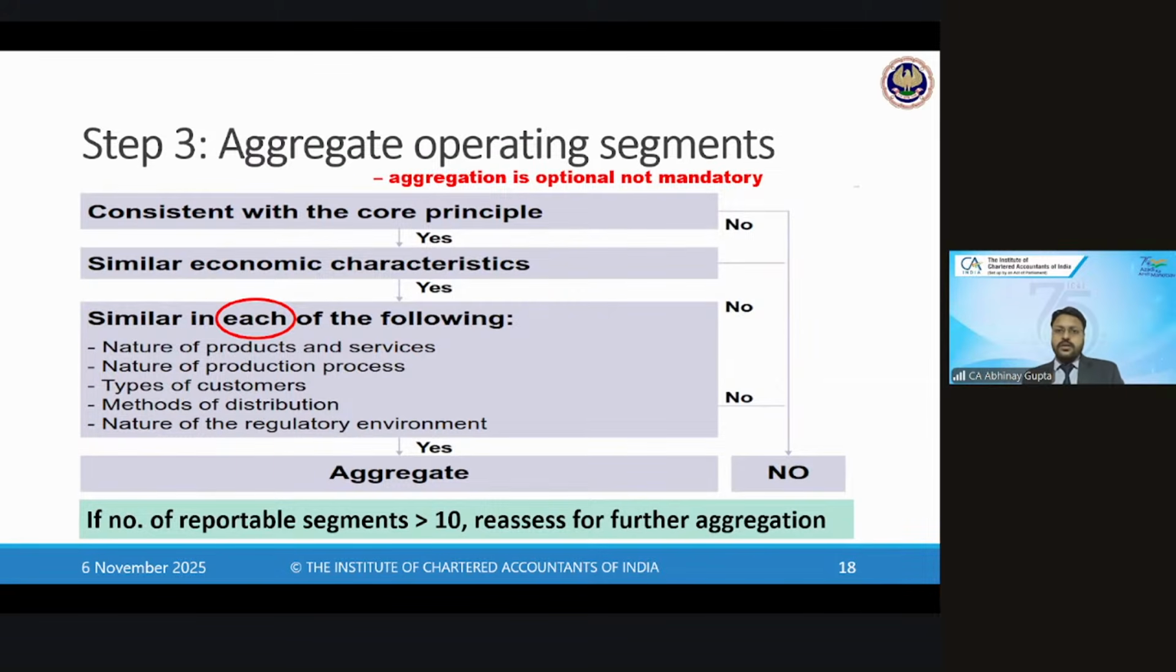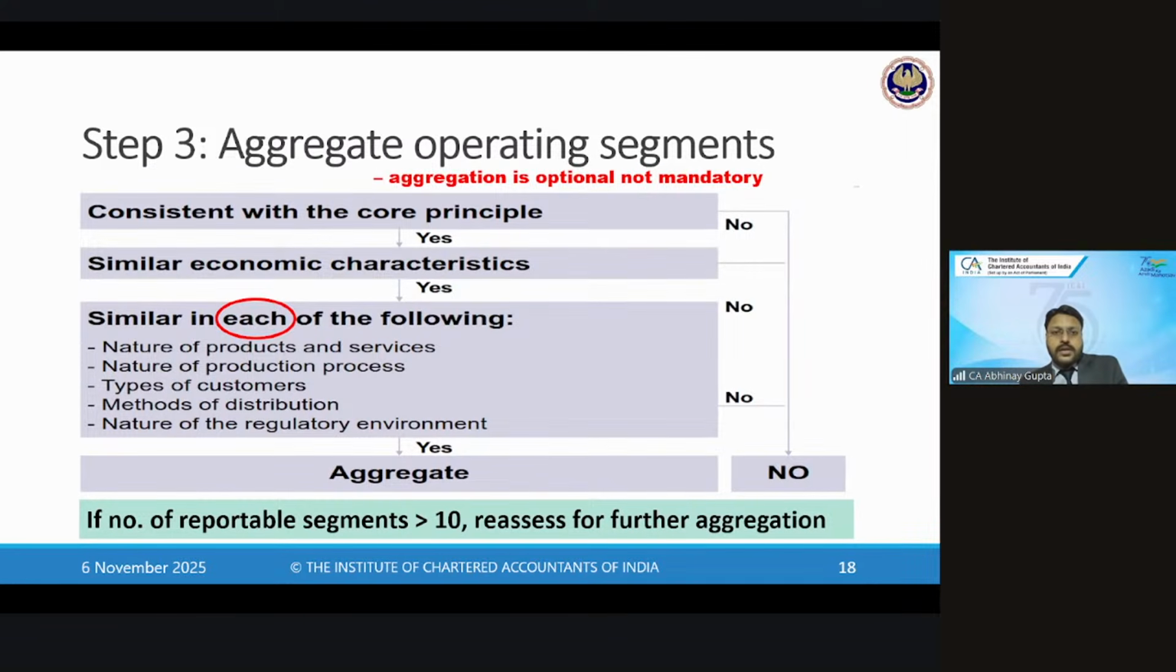For that, there is a condition of the 10%, right? And once we are done with the identification of the reportable operating segments, then we will aggregate if any of the operating segments have common attributes. That is step 3, which we are talking about now: aggregate operating segments. Aggregation is optional and not mandatory. It is the choice of management whether, while preparing the financial statements, they want to disclose all the reportable operating segment information, or make it more concise and aggregate some of the reportable operating segments into one. After this discussion, we will do some practicals as well, so just bear with me for some time.